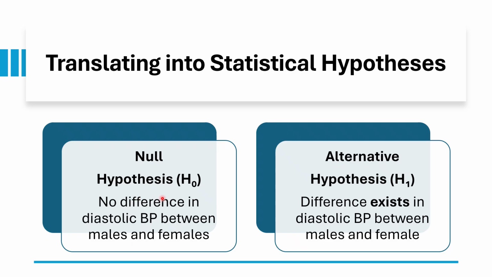The null hypothesis states that there is no difference in diastolic blood pressure between males and females, and the alternative hypothesis would be that a difference does exist in diastolic blood pressure between males and females. The null hypothesis is commonly denoted by the symbol H0, and the alternative hypothesis is denoted by H1.